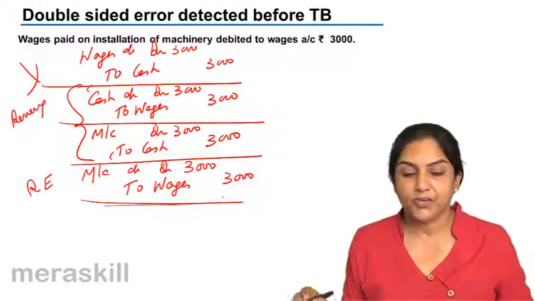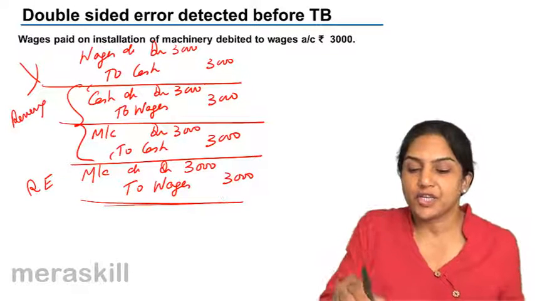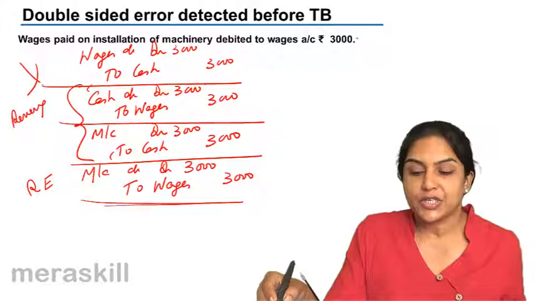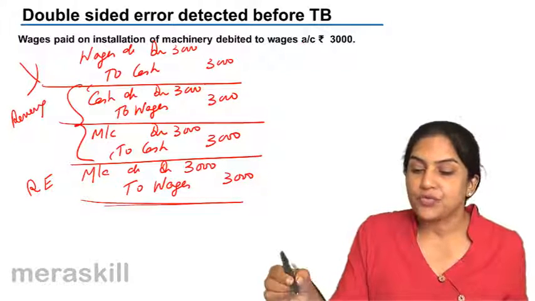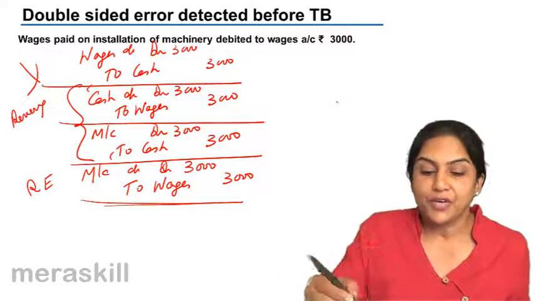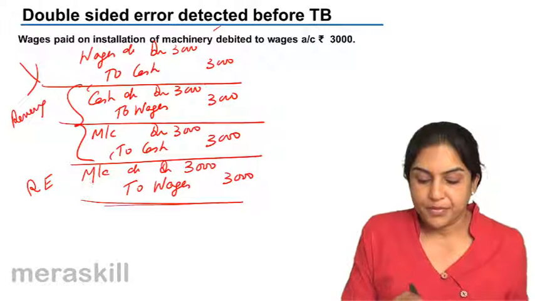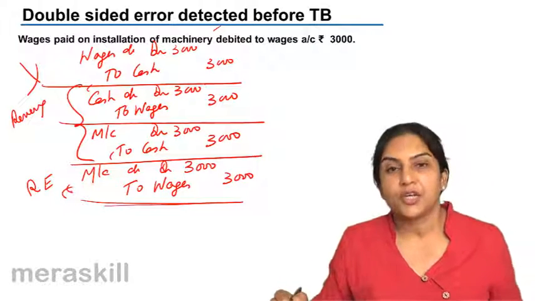Machinery account debit to wages. Wages paid on installation of machinery debited to wages account. So we debited wages, so we credit that to rectify. We need to debit machinery, so we debit machinery. Machinery account debit to wages.